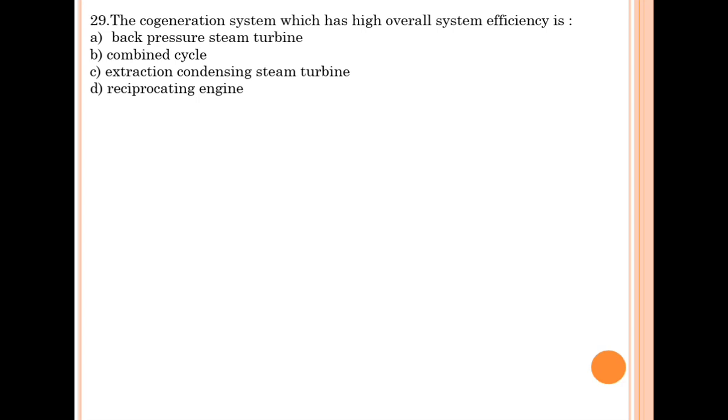Then question 29. The cogeneration system which has high overall system efficiency is, as I have already discussed prior to this, that back pressure turbine is having the highest efficiency. So the answer should be A.